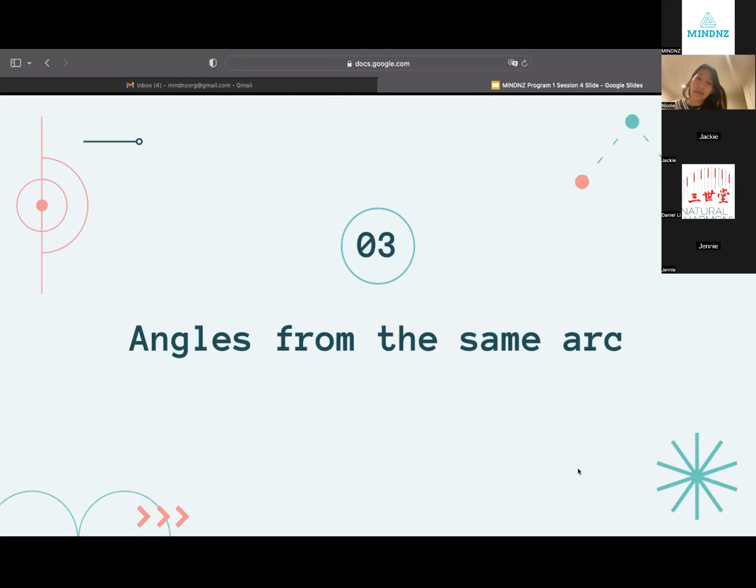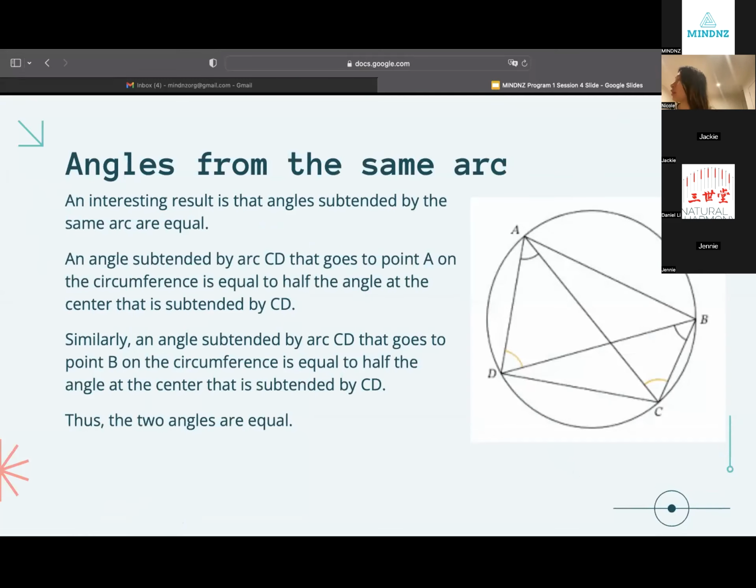So this is angles from the same arc, or angles subtended by the same arc. An interesting result is that angles subtended by the same arc are equal. So I'll just talk through what is illustrated in the diagram. An angle subtended by arc CD that goes to point A is going to be equal to half the angle at the center that is subtended by CD.